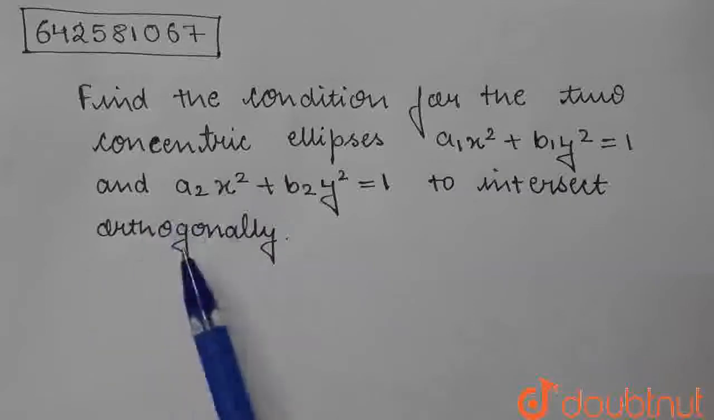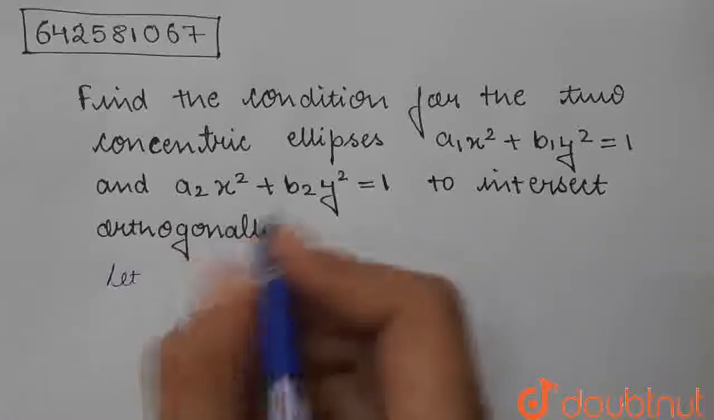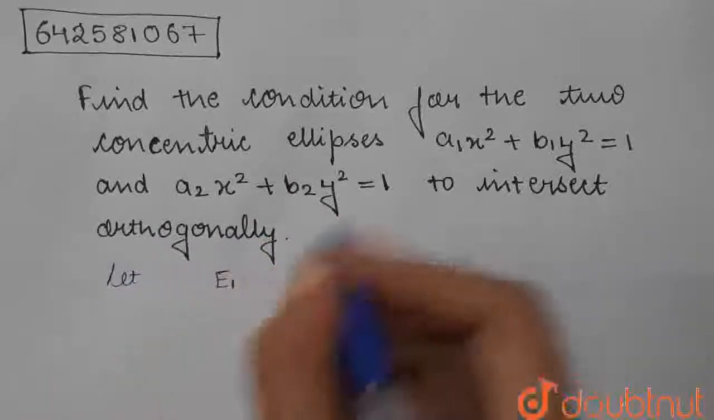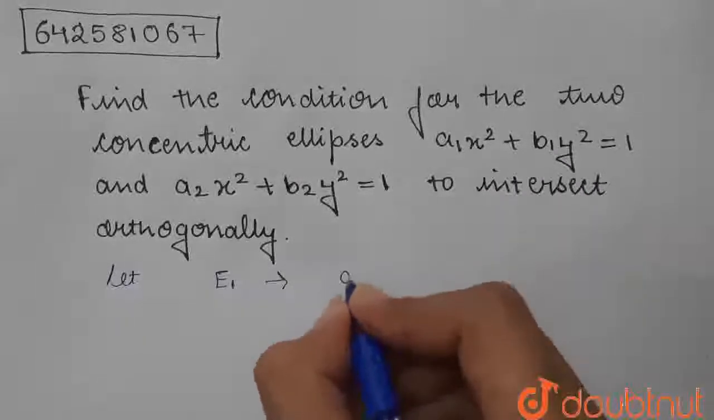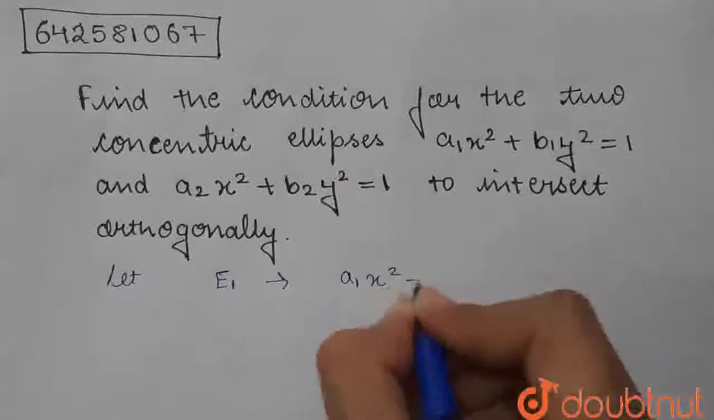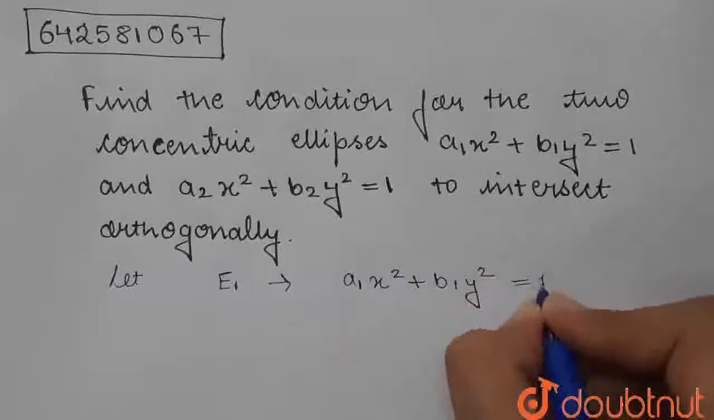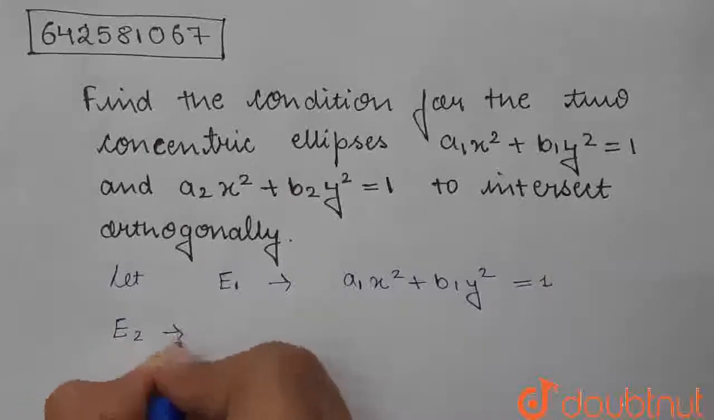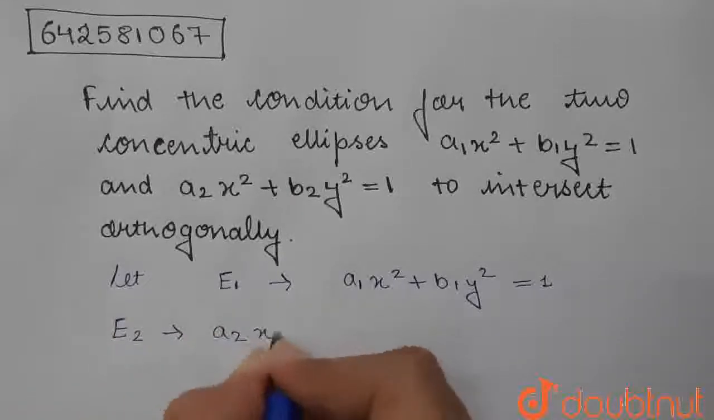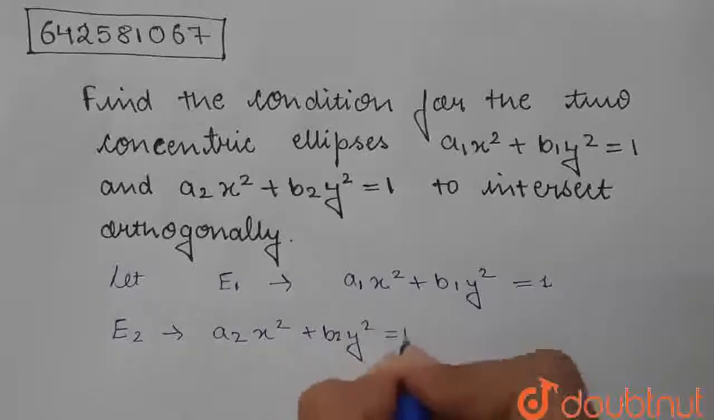So for that, first we are going to start with finding the point of intersection of these two. Let E1 be the first equation of the ellipse. Its equation is given as a1x square plus b1y square is equal to 1. This is given to us. Next I am taking E2, the next ellipse, that is a2x square plus b2y square is equal to 1.